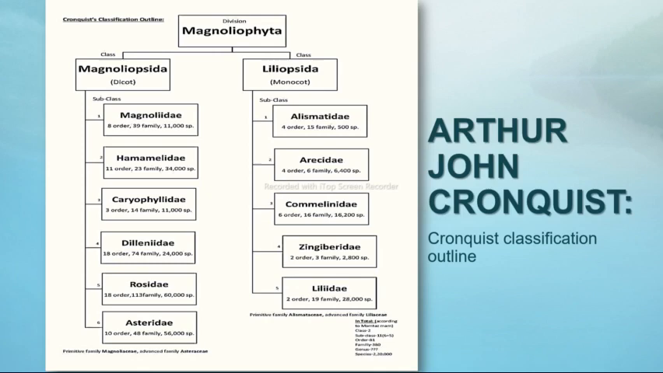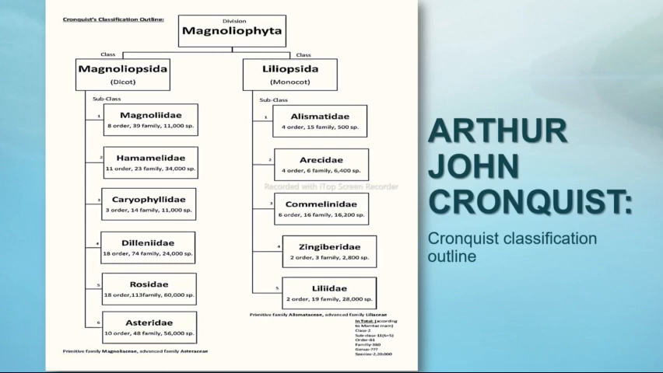Second is the Hamamelidae. It includes 11 orders, 23 families, and 34,000 species. Third is Caryophyllidae, which includes 3 orders, 14 families, and 11,000 species. Fourth is Dilleniidae, which includes 18 orders, 74 families, and 24,000 species.